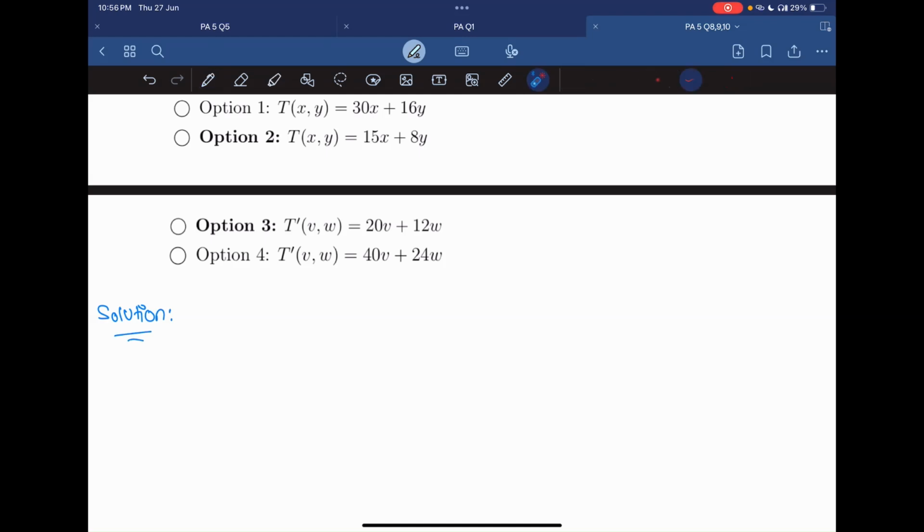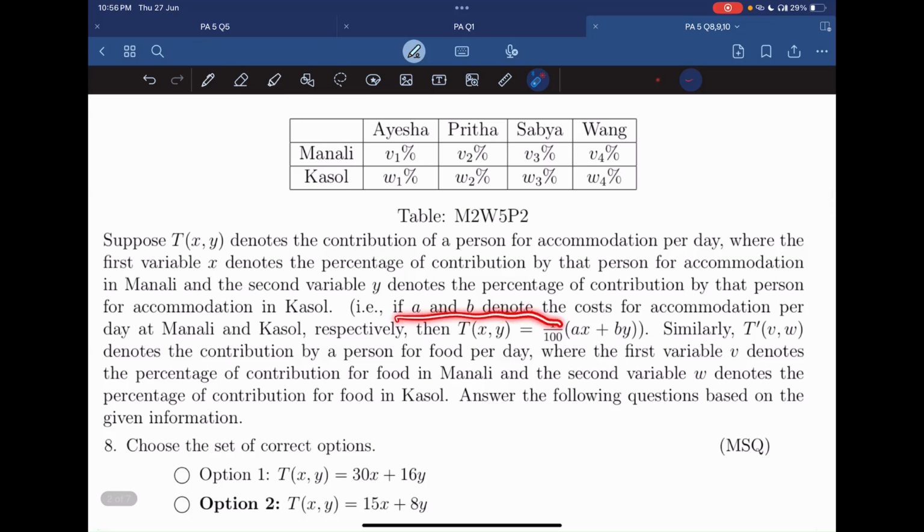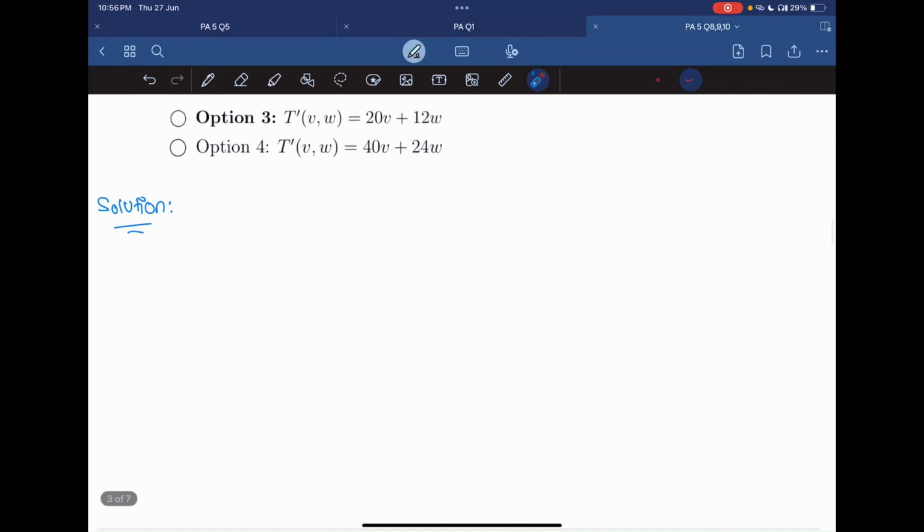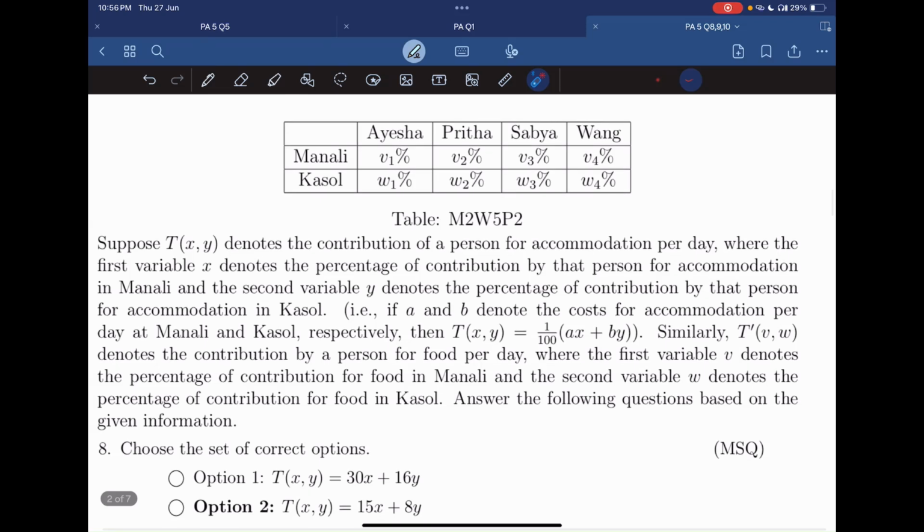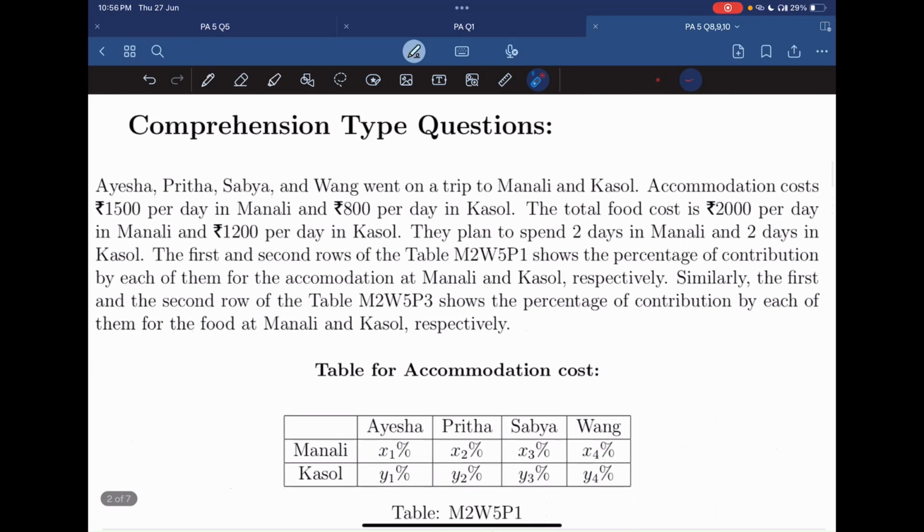Now, in the question, we are given that if A and B denote the cost for accommodation per day at Manali and Kasol, then our T of xy is denoted by 1 by 100 times ax plus by. So T of xy is equal to 1 by 100 times ax plus by, where A is the cost for accommodation at Manali and B is the cost of accommodation at Kasol. And above we have given that the accommodation cost is 1500 per day in Manali and 800 per day in Kasol.